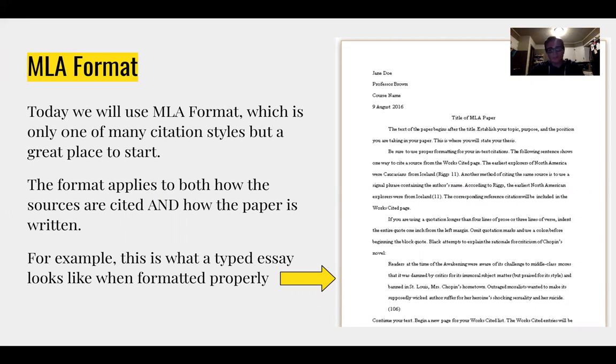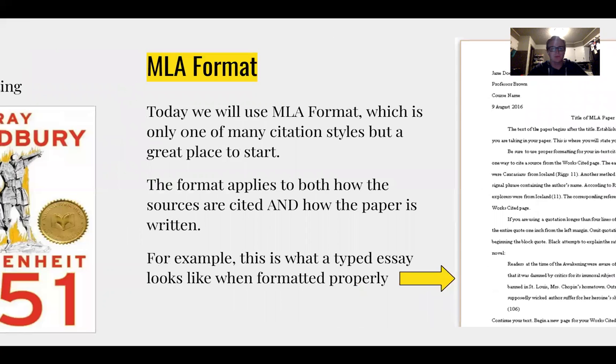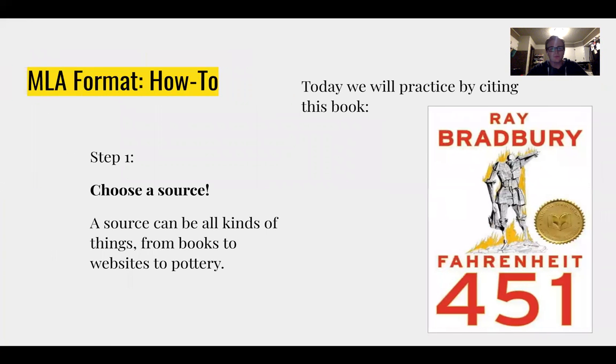There are all kinds of different formats, and then there's also all kinds of different sources. It could be a book, it could be a movie, it could be a website. You can use different formats like Chicago or MLA, right? Or APA, all kinds of options. But like I said, today we're just introducing MLA format with a book. Keep it straightforward, right? So step one, choose a source. We're going to use a book. We're actually going to use one of my favorite books, Fahrenheit 451 by Ray Bradbury.